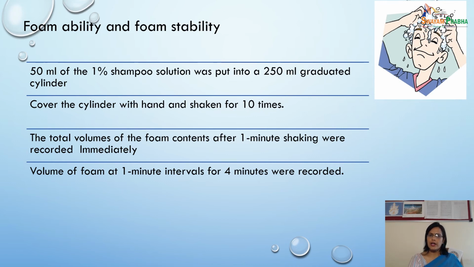So what we have to do is put 50 ml of 1% shampoo solution into a 250 ml graduated cylinder. Cover the cylinder with your hand and shake it 10 times, like this: 1, 2, 3, 4, 5, 6, up to 10. The total volume of foam is recorded immediately after 1 minute of shaking. So the volume of foam at 1 minute interval or 4 minute interval is recorded.